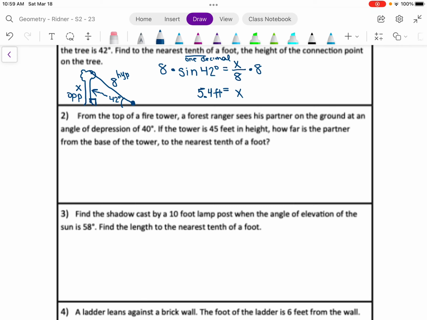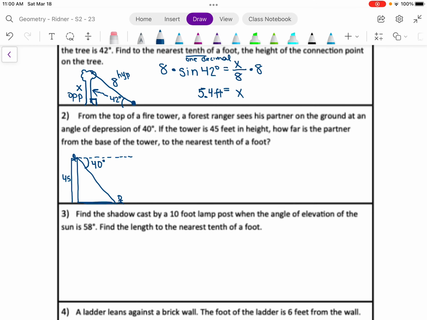All right, from the top of the fire tower, a forest ranger sees his partner on the ground at an angle of depression. So here's our tower. He's standing at the top of the tower, right? When he looks out, just straight on, it's that way. Then he looks down 40 degrees to see his partner on the ground. Okay? If the tower is 45 feet in height, how far is the partner from the base of the tower?